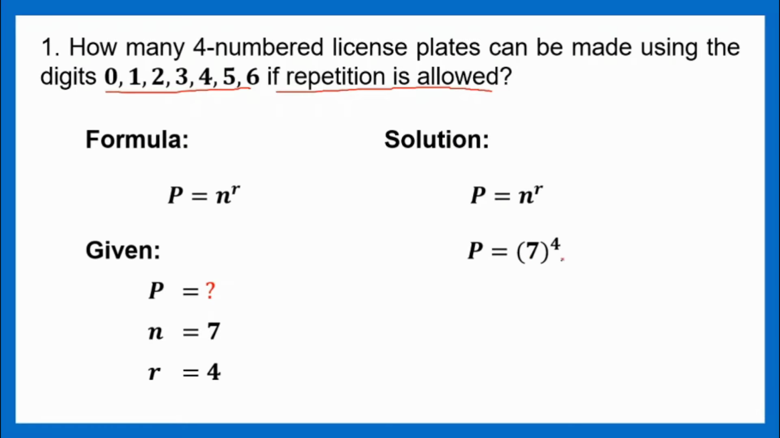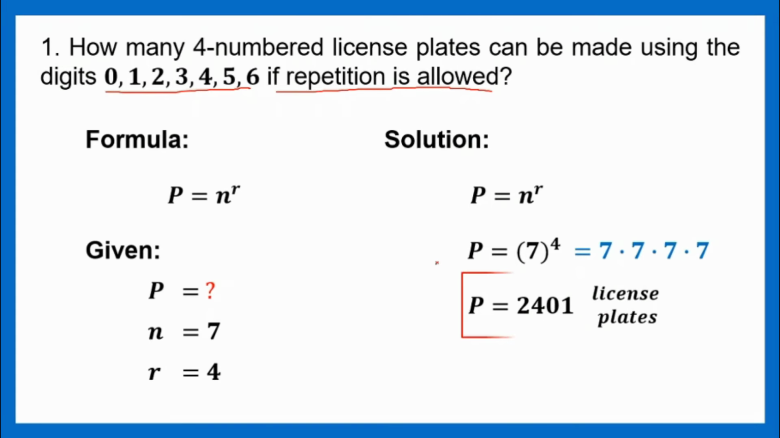Then, this means 7 times 7 times 7 times 7. Ayan. Then, i-multiply mo lang yung 4. Again, this is not necessary. Pwede nasa scratch na lang ito. Ayan. So, the answer would be 2,401. And, lagay ka na lang ng units. Ayan. So, license plates. Kasi license plates ang pinag-uusapan natin. So, ayan. So, using this 7 digits, pwede kang makakreate ng 4-numbered license plates na 2,401 different arrangements. Ayan. So, that's for number 1.